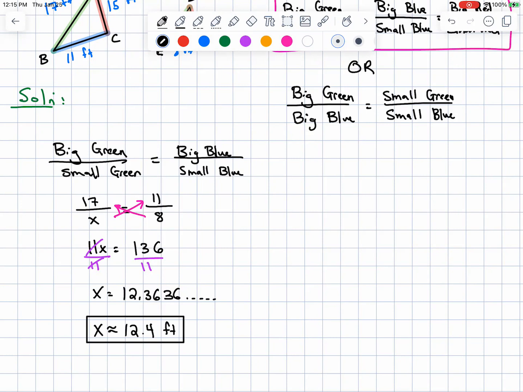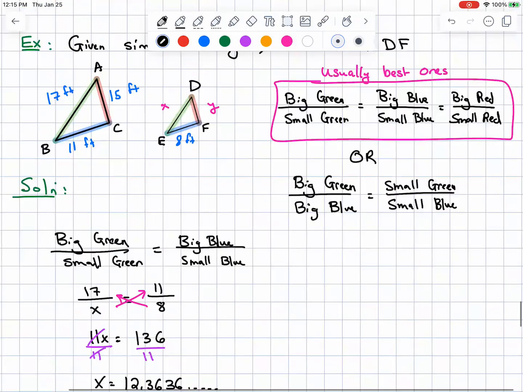Oh yes, go ahead. So that's for the next one. Could you only do big blue, small blue to get the variable of y? Or because you already have the variable for x, would you do it that way, or would it cause more problems? Excellent question.